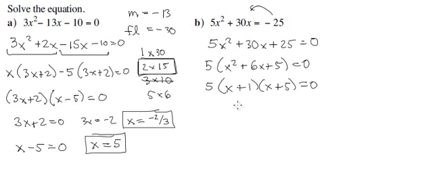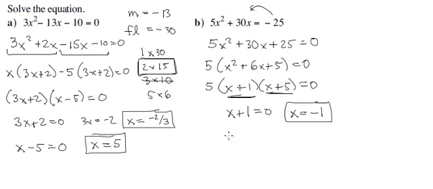So either x plus 1 equals 0, that's this factor, which would mean x equals negative 1, or x plus 5 equals 0, which means x equals negative 5.